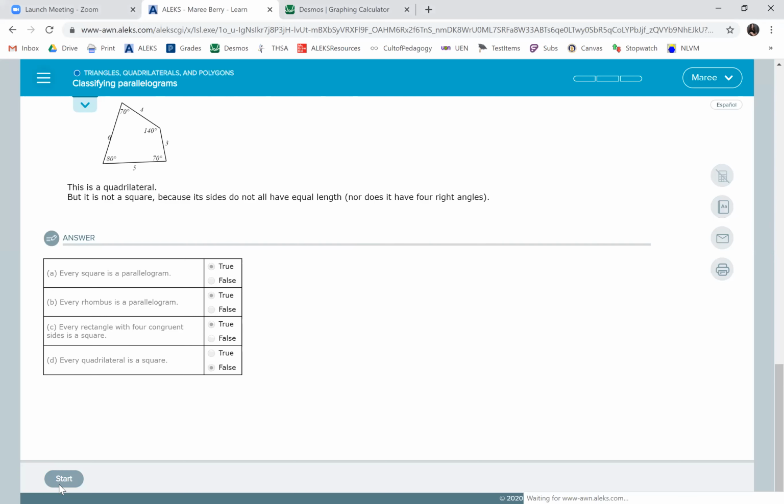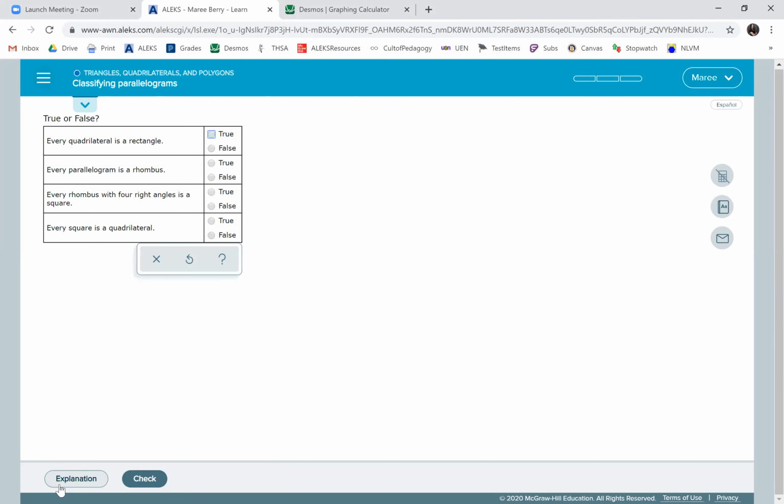Okay, we're going to go through some practice problems. I would recommend that you write down some of these definitions so that you can look at them, or maybe take a screenshot of the Venn diagram on the page before.